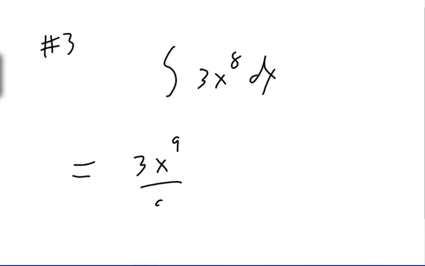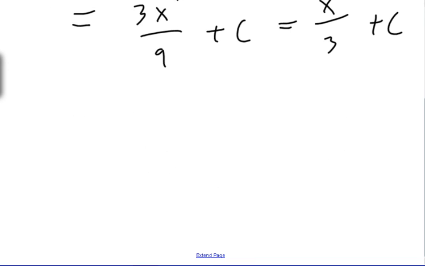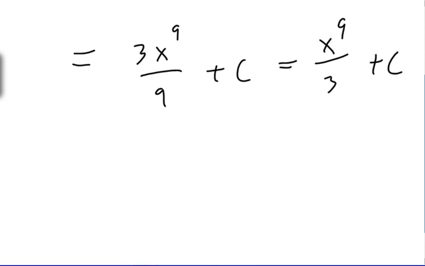Number 3. The integral of 3x to the 8th. Alright, so I'm going to have 3x to the 9th divided by 9 plus some constant of integration. I'm going to have x to the 9th over 3 plus c. Because I'm going to simplify my work, I'm not going to leave it as a piece of meat thing.